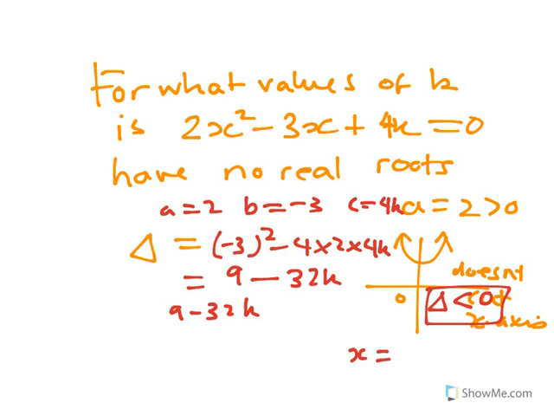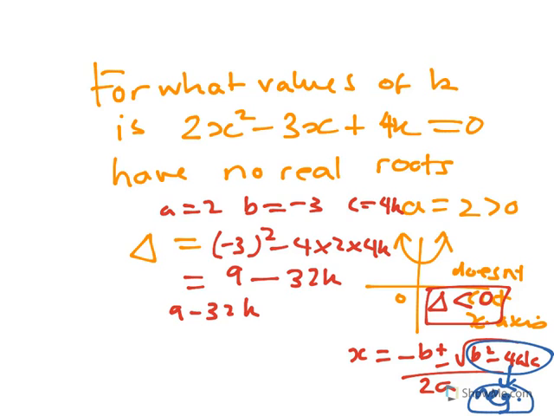That's because it comes from the formula, this formula, and the b squared minus 4ac is basically what's underneath the square root. So if that's a negative, then the roots will not be real, because you can't find the square root of a negative. So 9 minus 32k is less than 0.